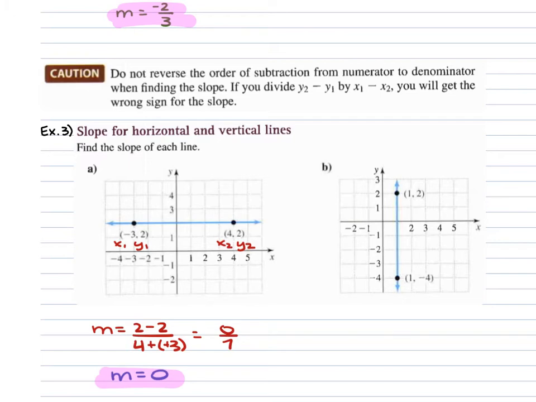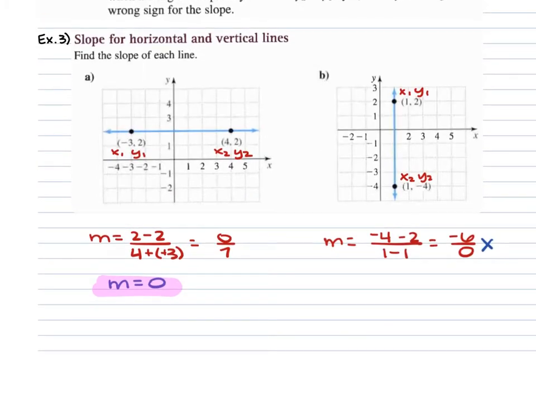Now, if you have a vertical line, think about this one. Your x values are the same. So when you subtract those x values, you're going to get 0 in that denominator. So if we did this as x1, y1, this 1, -4 as x2, y2, we're going to have -4 minus 2 over 1 minus 1. This is going to give us -6 over 0. You cannot have 0 in the denominator. So your slope for a vertical line is undefined.